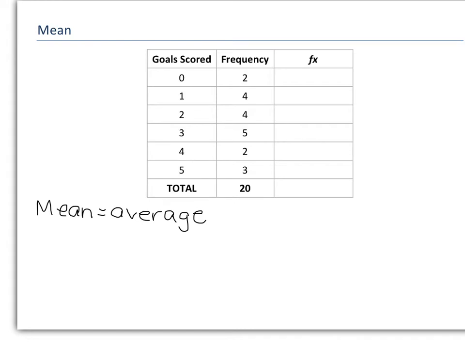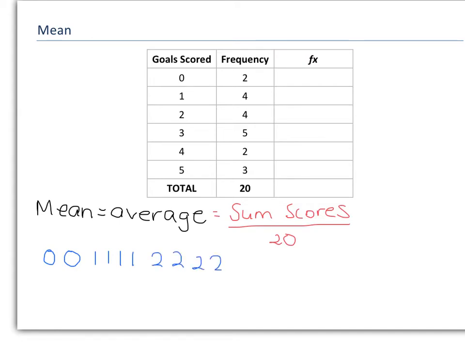And so to find the average, we need to find the sum of all the scores and divide that by 20. But how do we add together all of the scores without writing them all out in ascending order first? If I do start to write them out in ascending order, I can see from the table I have 2 zeros, I have 4 ones, I have 4 twos, 5 threes, 2 fours, and 3 fives.